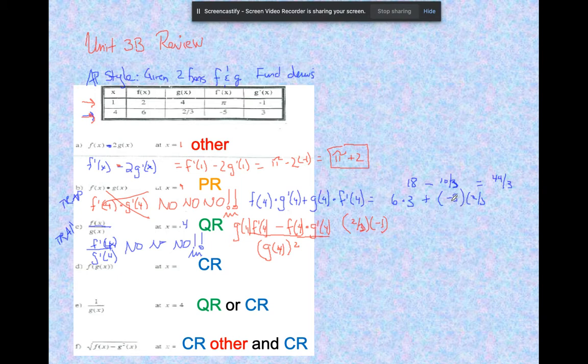Notice, right, there's my -5 times 2/3. My 6 times my 3. All over 2/3 squared, which is 4/9. You're going to have to clean this up a little bit. I have -10/3 in the numerator, minus 18, which again is 54/3, all over 4/9, which is the same as multiplying times 9/4. Right? Division is the same as multiplication by the reciprocal.